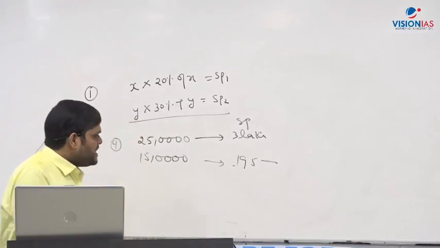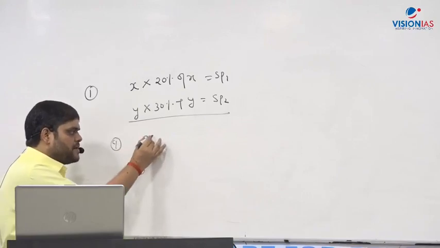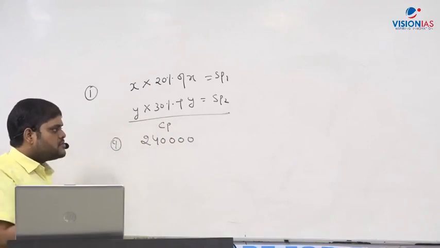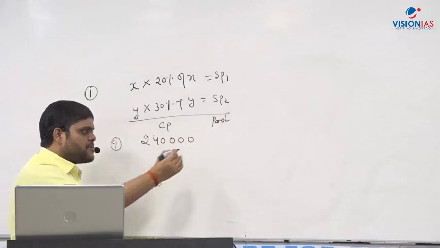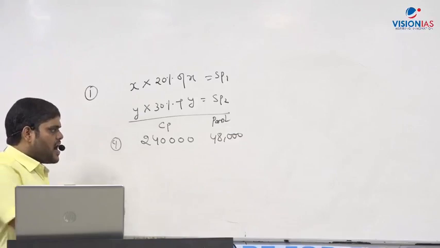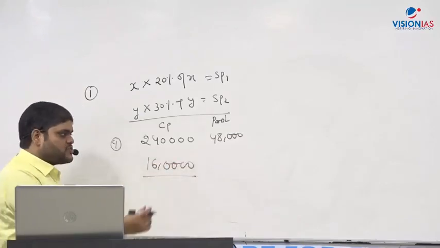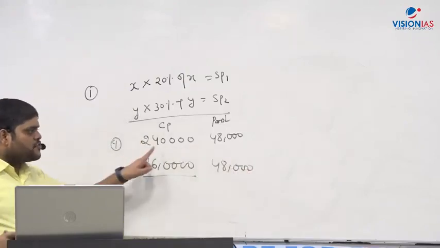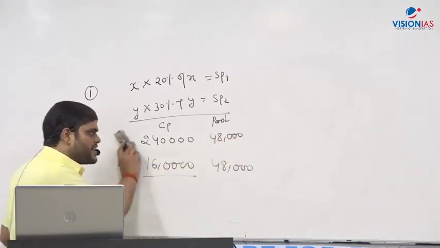Then option number B. Suppose this is the cost price. If profit is 20%, 20% means 48,000. Another cost price becomes 1,60,000. 30% becomes equal, and if you add both things, the selling price will not be equal. That means this is also not a correct answer.